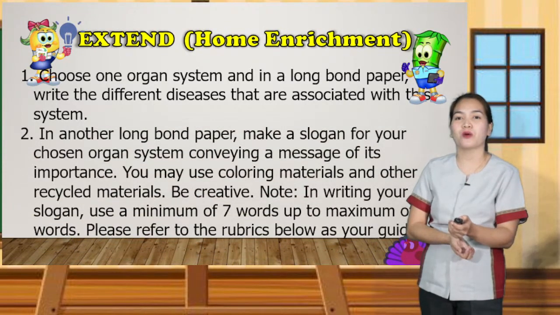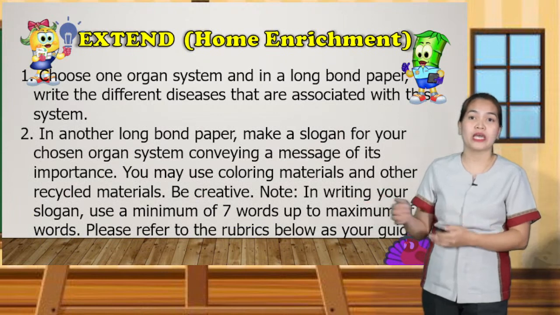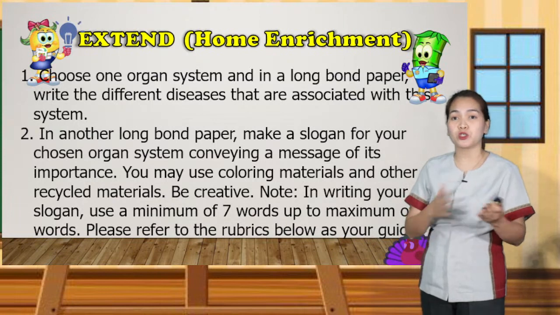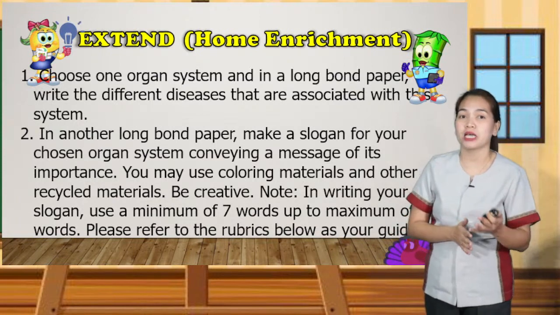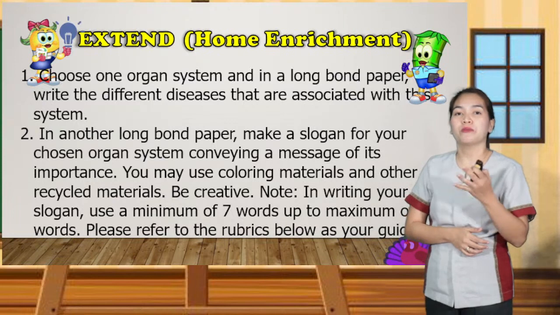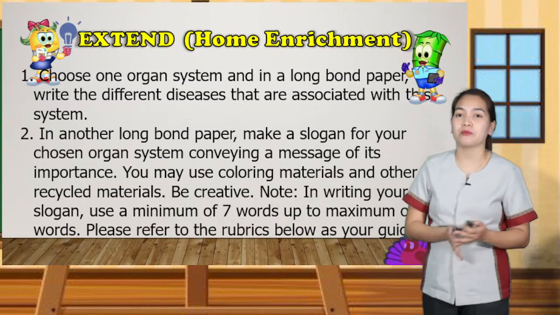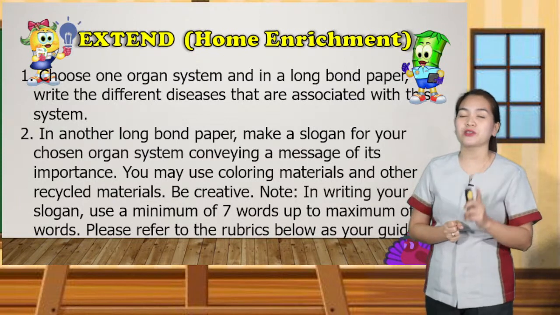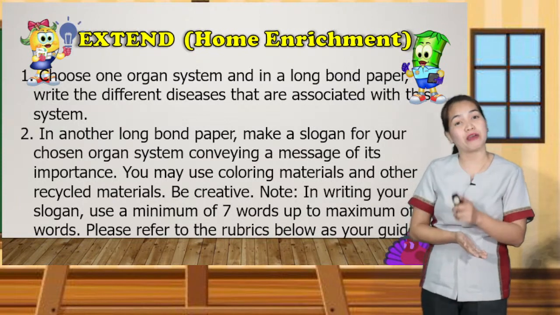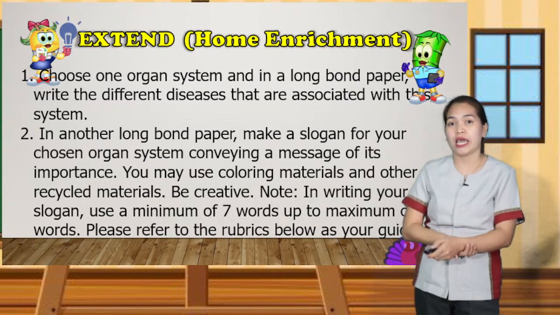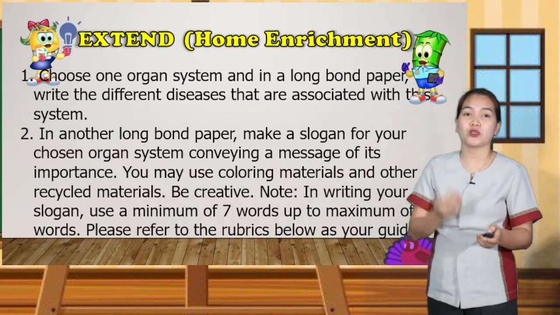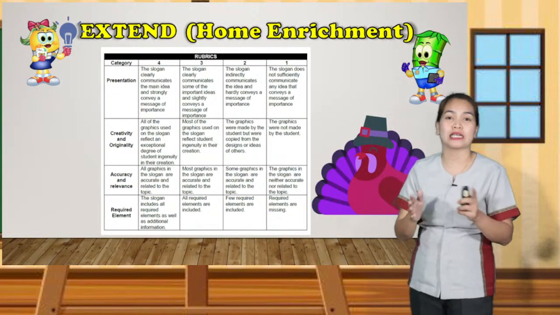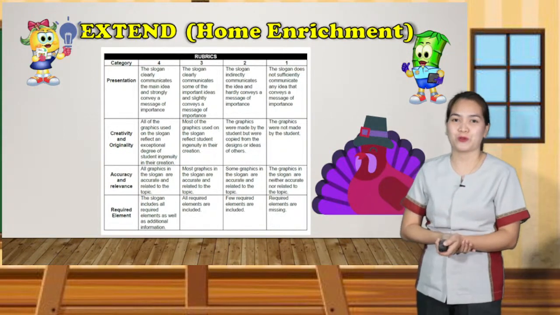And the second one has something to do with the first one. In another long bond paper, make a slogan for your chosen organ system, conveying a message of its importance. You may use coloring materials and other recycled materials. So be creative. Take note, in writing your slogan, use a minimum of 5 words and a maximum of 15 words. Please refer to the rubrics as your guide. The rubric is found in your module, on the second to the last part.